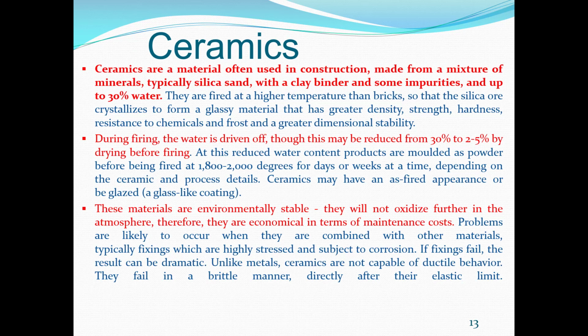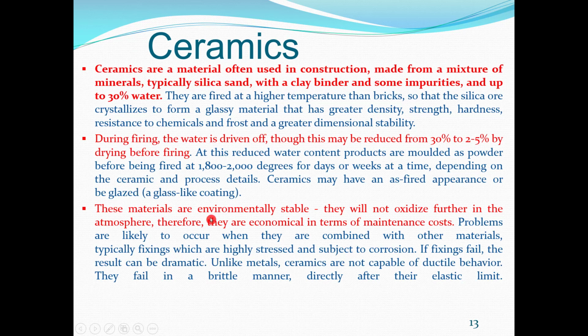We only learned about glass as a modern material. Now we will see an alternative that is called ceramics. Ceramics are a material often used in construction. They are made from a mixture of minerals, typically silica sand with a clay binder and some impurities, and up to 30% of water is added to it. So this is the composition of the ceramics.